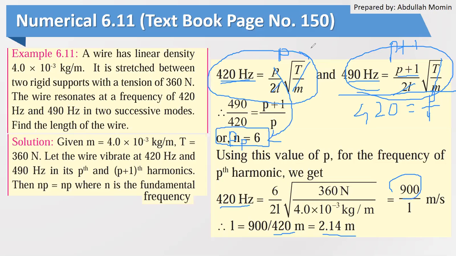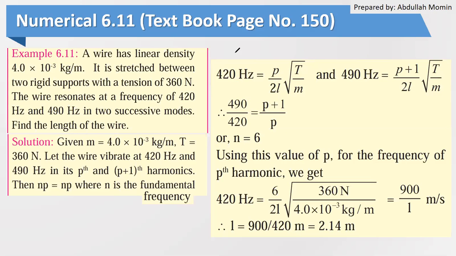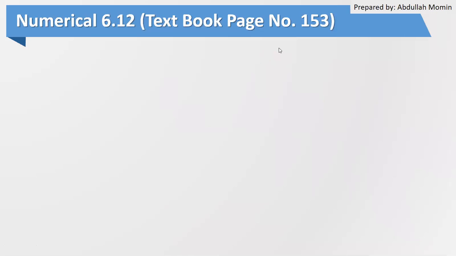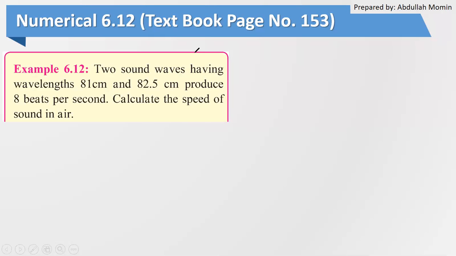So this is your example number 6.1. Now example 6.12, which is on textbook page number 153. In this example, there are two sound waves having wavelength 81 centimeter and 82.5 centimeter. When they superimpose, they will produce 8 beats per second. Calculate the speed of the sound in air.